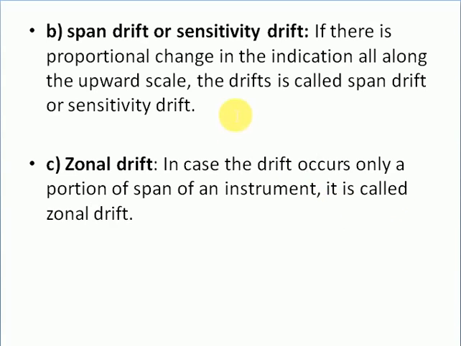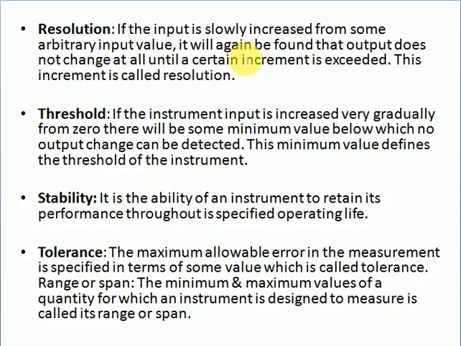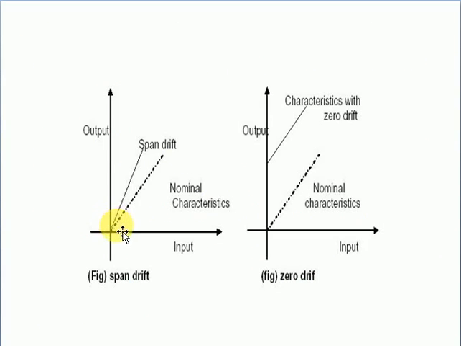Next is span drift or sensitivity drift. If there is a proportional change in the indication all along the upward scale, the drift is called span drift or sensitivity drift. So span drift is the change in indication along the upward scale. Here the span drift is a scale change. The nominal characteristic is here, but the span drift characteristic deviates from it, like that.